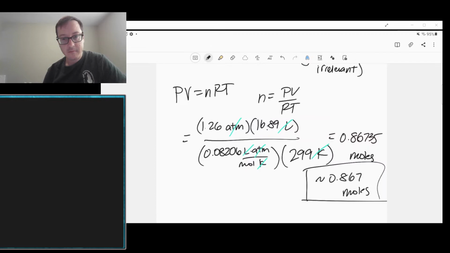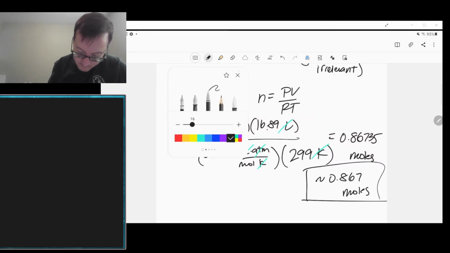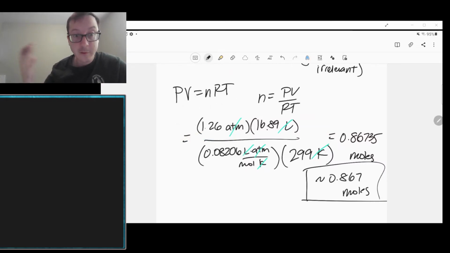Exciting stuff. There's really only two ways I can make this more difficult. One is to change all the units into things that aren't the correct units to make you convert. Alternatively, I can ask for something that's a little bit less obvious. So let's do another one, shall we? Let's do both at once.